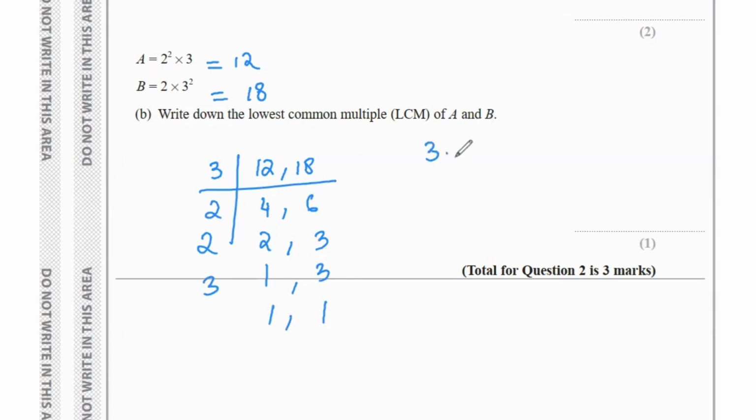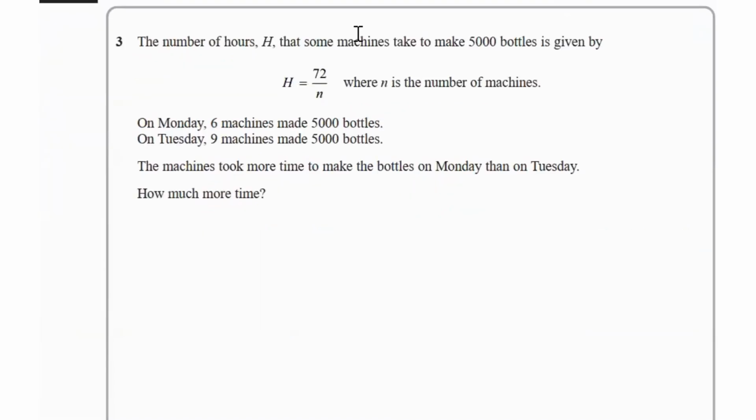So 3 times 3 times 2 times 2. That's 9 times 4, and that is 36. So LCM is 36. An alternate method is that you can just pick the numbers which are greater in, like, occurring in both the numbers. So in A, we know 2 squared is bigger for 2, and in B, we know 3 squared is bigger for 3. So 2 squared times 3 squared, 36. So that's your answer.